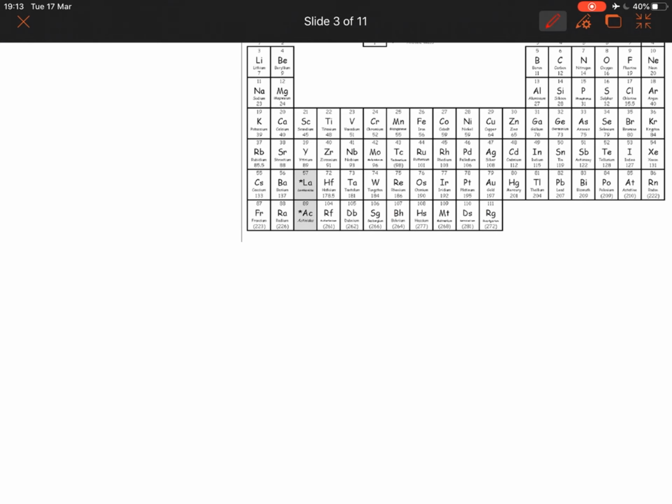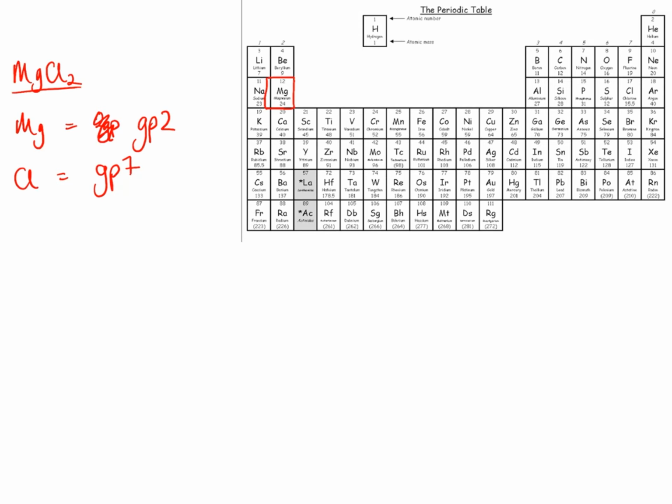So to give a few examples, I'm going to show you a couple, and we're going to start with magnesium chloride. Now, magnesium chloride is MgCl2, and you'll see why in just a second. So first of all, we have magnesium, which is in group 2. And we have chlorine that's in group 7. Now that's really important, and the group numbers are at the top of the periodic table, which we can see just here and here. So we've got magnesium chloride.